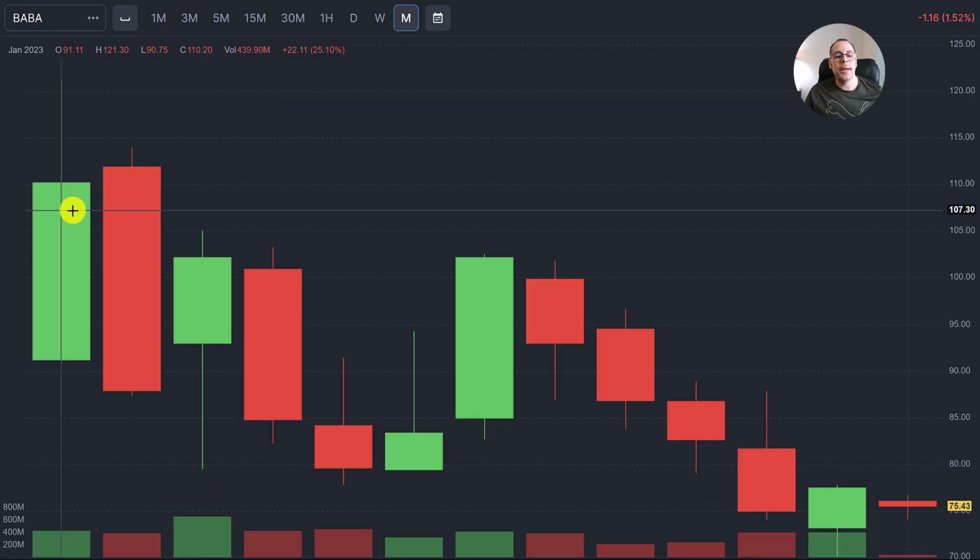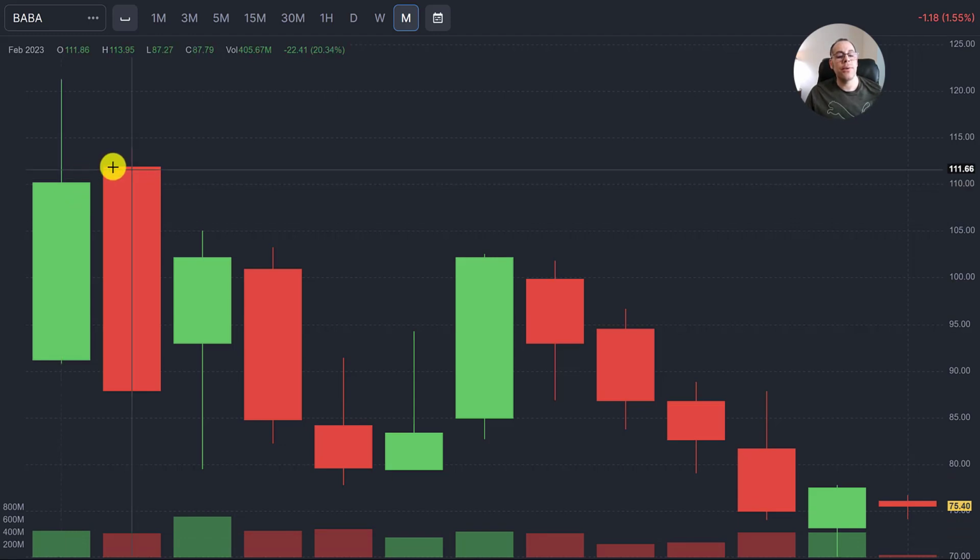Here's a monthly candlestick chart. This is for the month of January. It opened at 91.11 and it closed at 110.20. And 440 million shares were traded in January 2023. So you can see on January 31st, the stock closed at 110.20.